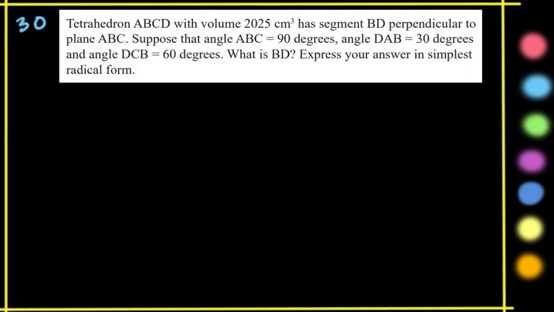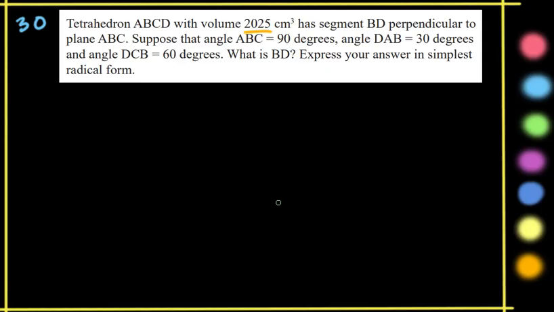Now I got one more. It's not as bad as that one. It's problem 30. It says tetrahedron ABCD with volume 2025 centimeters cubed has segment BD perpendicular to plane ABC. Okay, so let's see. So we've got plane ABC. So we've got a triangle ABC here. A, B, C. And obviously those 3 points fall on a plane. And then they're saying that suppose angle ABC is 90 degrees. Oh, ABC is 90 degrees, so that means this one's a right angle. Let's redraw that.